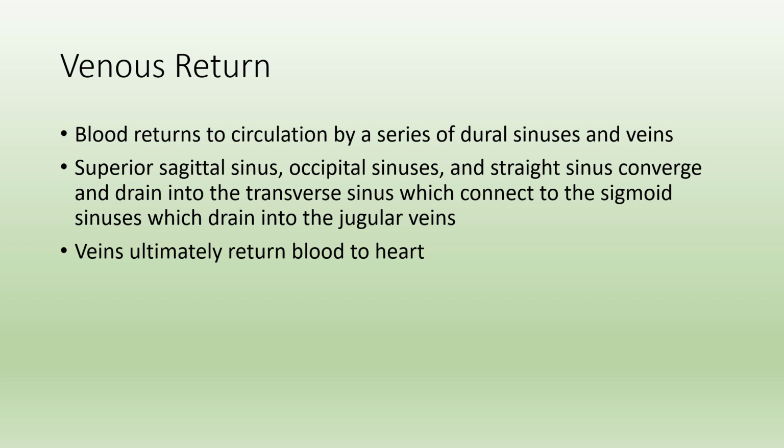Well, that fluid, you produce about 500 mils of it a day. It's constantly circulating, and you constantly are producing more, and part of it goes out of circulation because you've got to return some of that fluid back to the blood. You want to always try to maintain a constant blood volume. So if you have liquid coming out of the blood, you have to return that to the blood. So how do you do that?